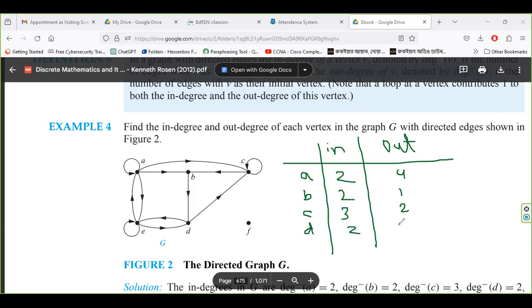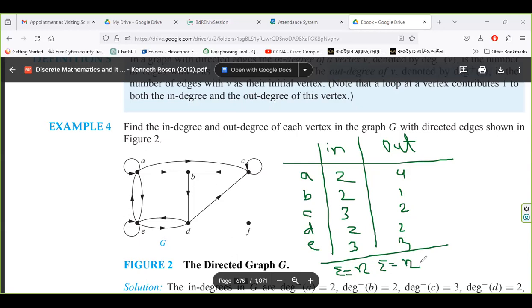For E, in degree 3, out degree 3. Now the summation of in degree is equal to 12: 2, 5, 8, 10, 12. And the summation of out degree is also 12: 4, 5, 7, 8, 12.